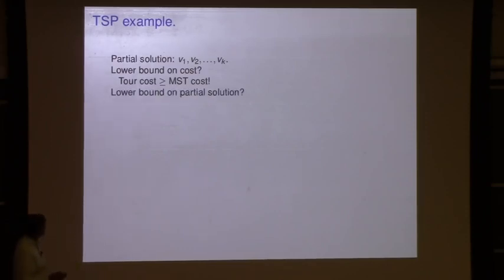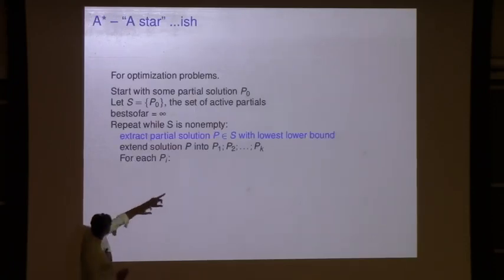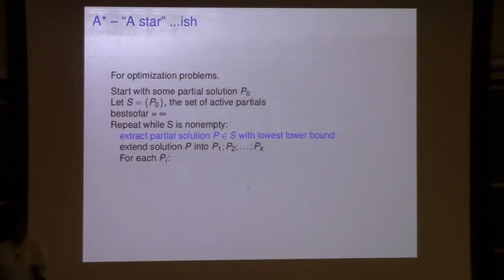Lower bound on partial solutions. Now I want to do this fancy thing that I was saying you could have, a lower bound. How do we have a meaningful lower bound? Right now, even before we've explored anything, the MST is a lower bound. The tour costs no more than the MST. I mean, costs more than the MST.